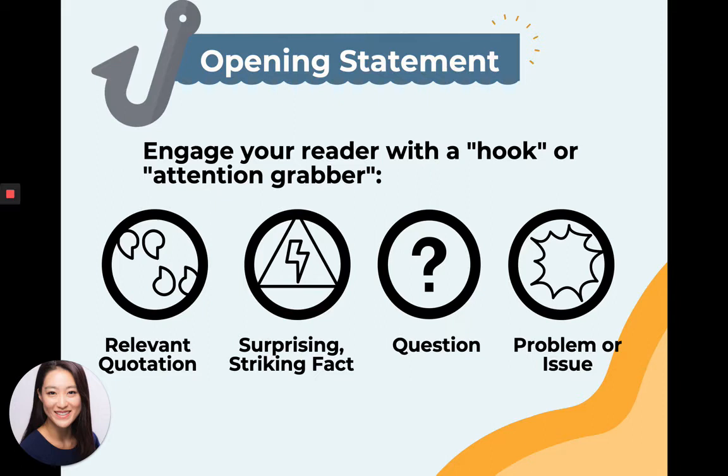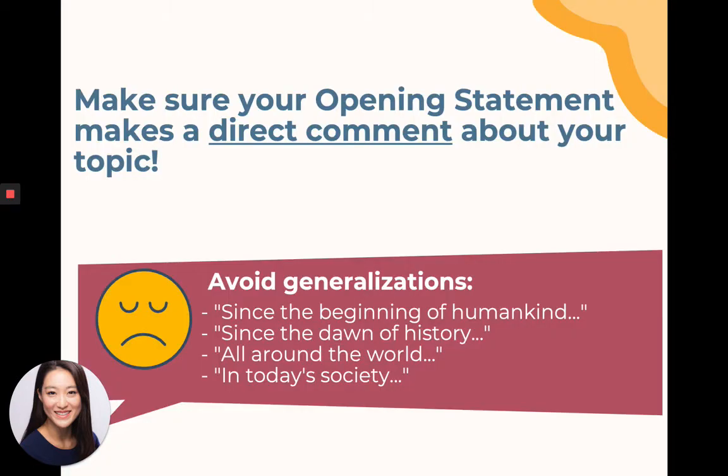Please don't forget to cite. You can also open by sharing a surprising or striking fact. Of course, if it's not common knowledge, don't forget to cite. You can also open with a rhetorical question to get your reader thinking about the issue. You can also open by simply introducing your contentious issue, and this is my personal favorite. Just jump right in and inform the reader about the issue. Why is it contentious or controversial?